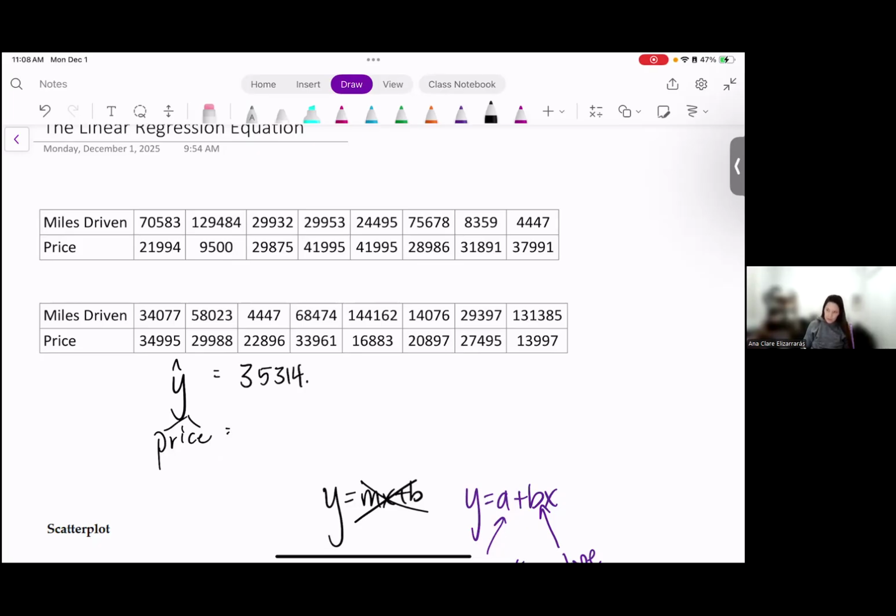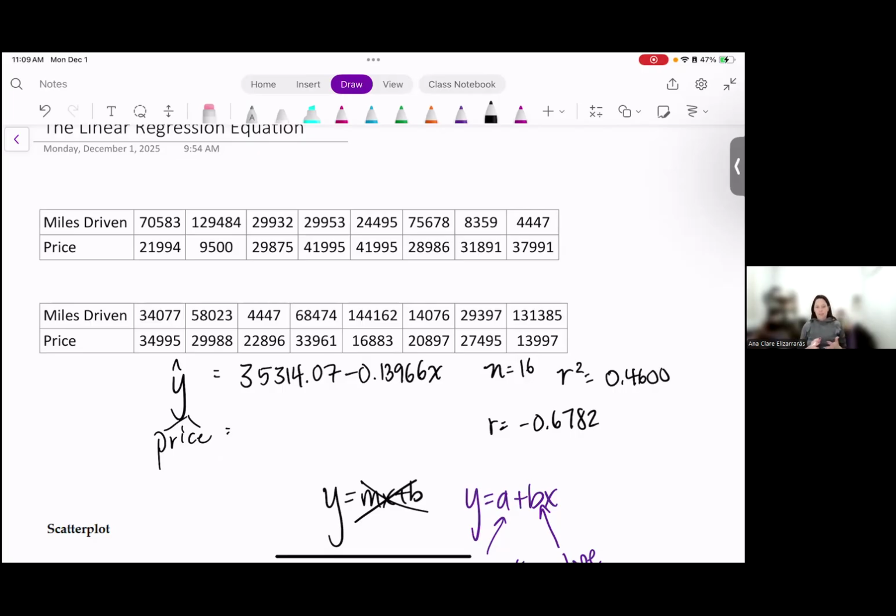35,314.7 minus 0.13966 times miles. I'm going to go a little bit further in my slope. I'm also told my sample size. I'm told the R squared, which is the coefficient of determination. I'm given a table that outputs some information. I can also calculate the correlation, which I did earlier in a previous video, which is negative 0.6782.